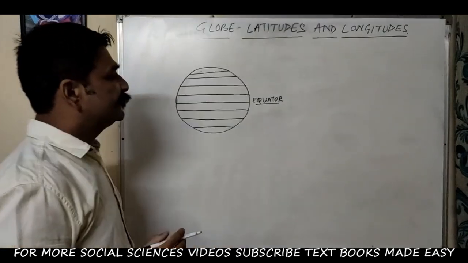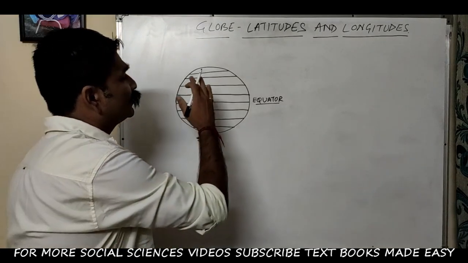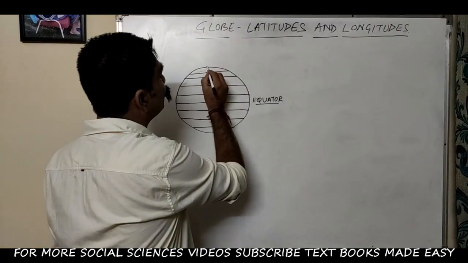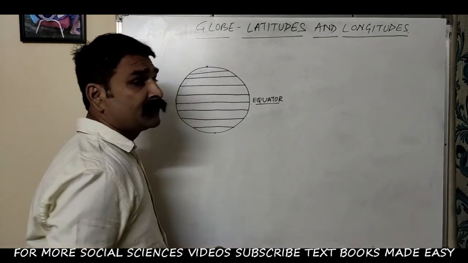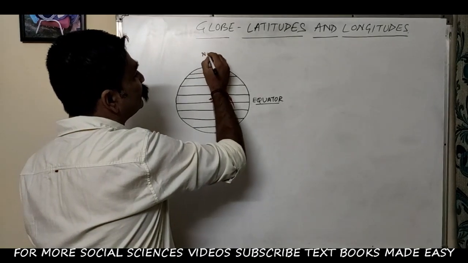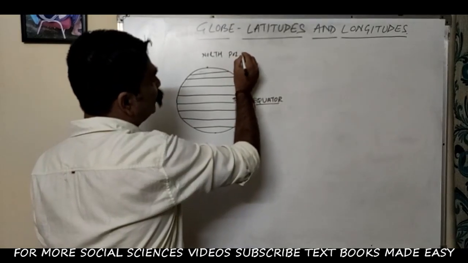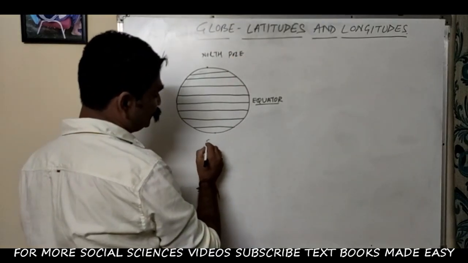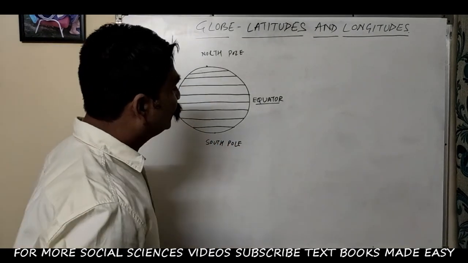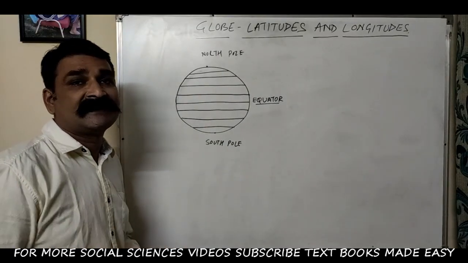Okay, and the last line to the north as well as to the south of the equator is in the form of points. Okay, and I did explain that these points are known as the North Pole, and this one is known as the South Pole. Fine. So this much I did explain in the past lecture.